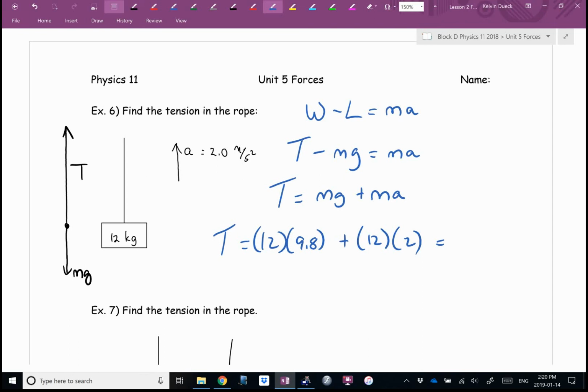What is 12 times 9.8 plus... You know what? I can do this in my head. It's going to be 12 times 11.8. 12 times 11 is going to be 121 plus 12.8. 129.6? No, I'm wrong. What do you get? 141.6. Units. Tension is a force. Newtons.